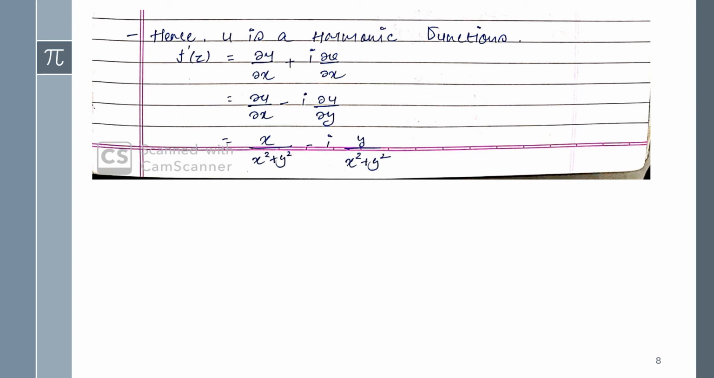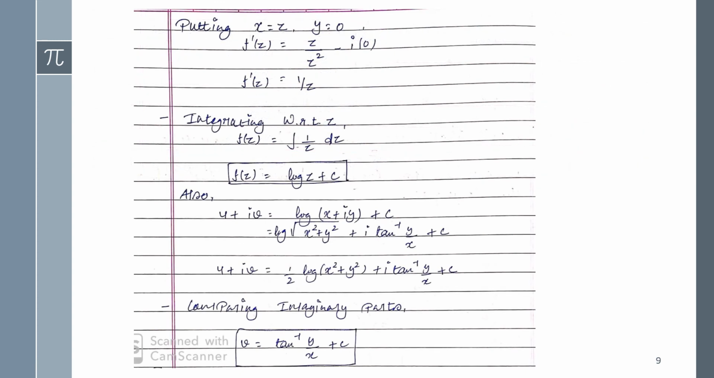Now in the next slide it's given for the third step, and as you know, in the third step you have to apply the values of x and y. So I'm putting x equals z and y equals 0 into the function f dash of z. You will get the function as I've written here, and after simplification it will be 1 upon z.